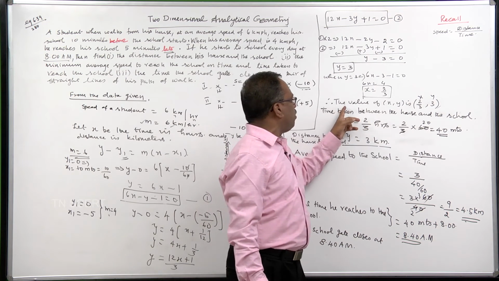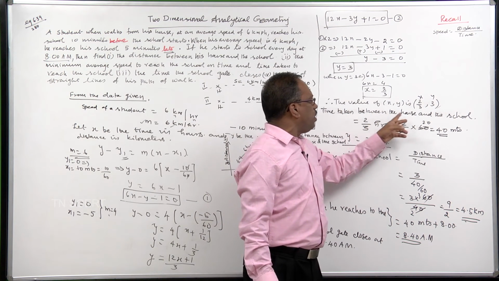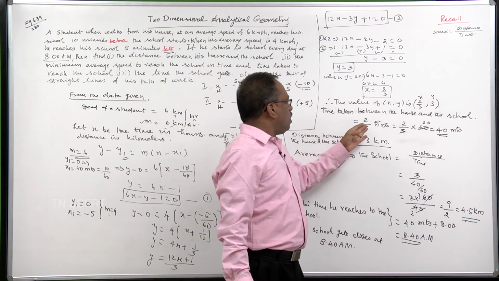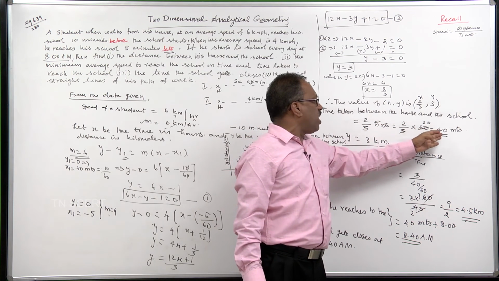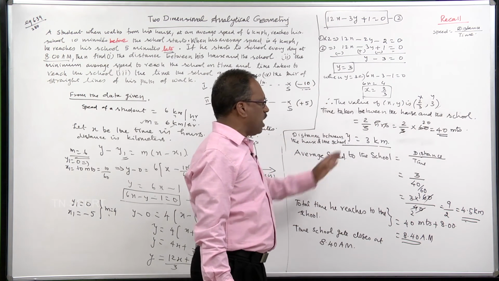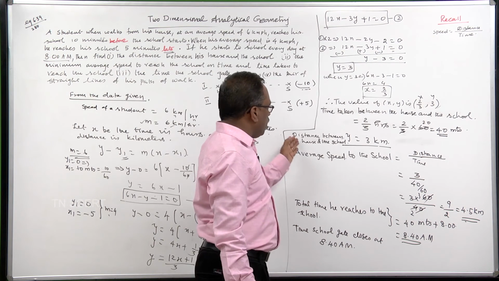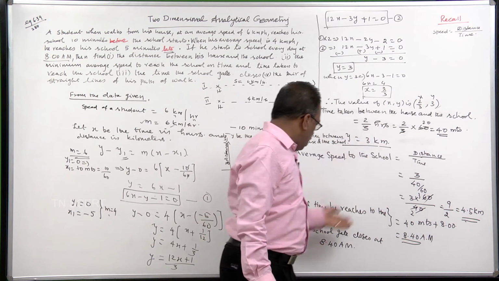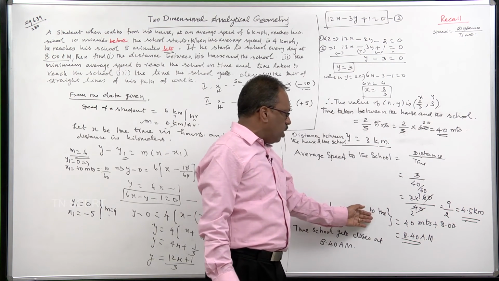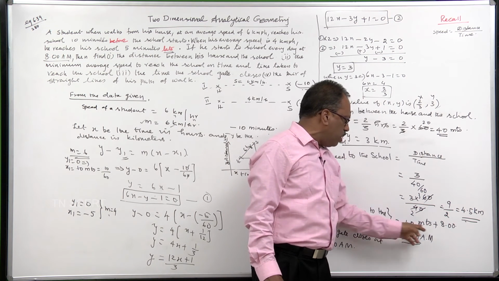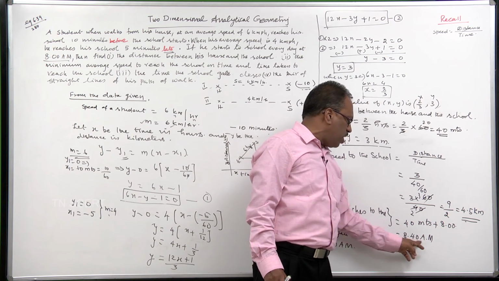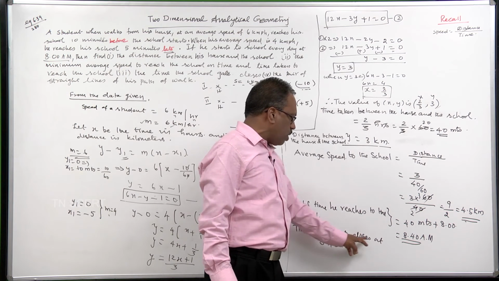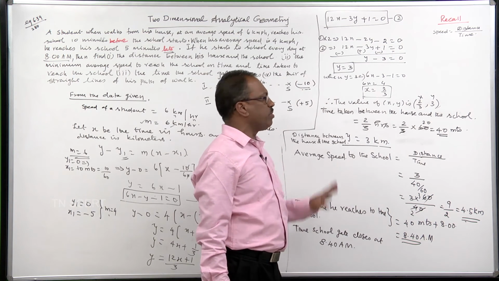So the time taken between house and school is 2 by 3 hours, that we can take as 40 minutes, that is what we found out. Now, 40 minutes means the time to reach the school is 8 o'clock plus 40, so 8:40. The school gate closes at 8:40 a.m.